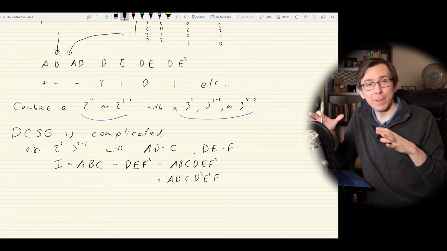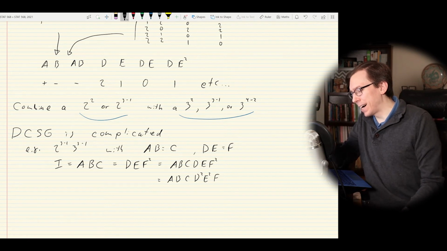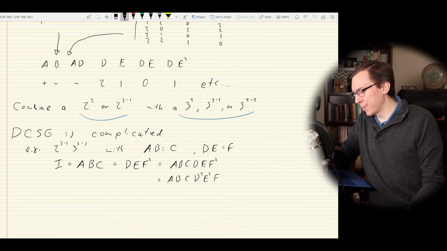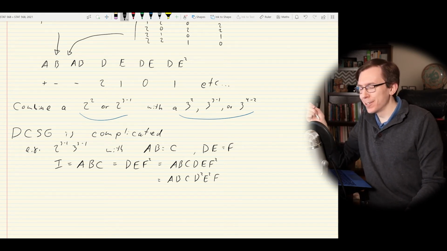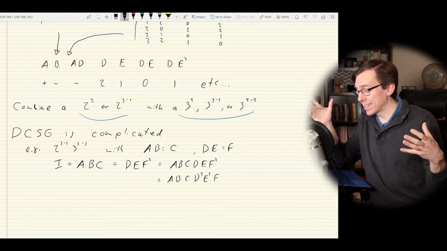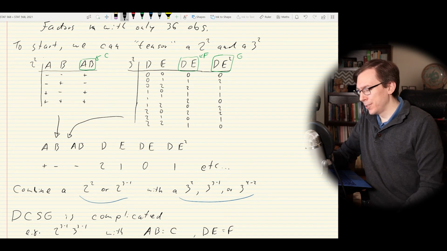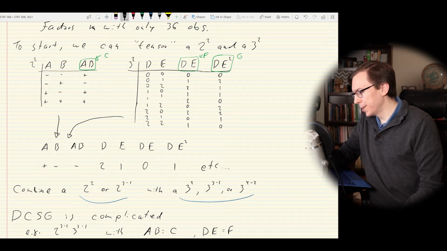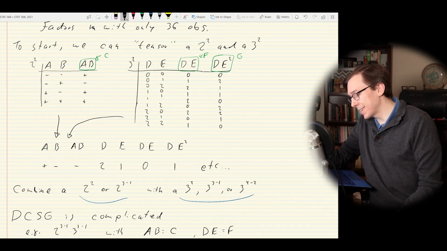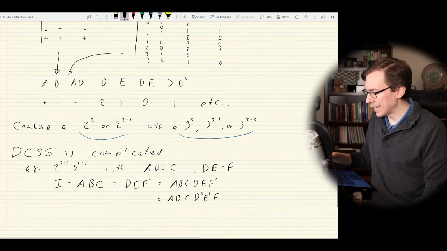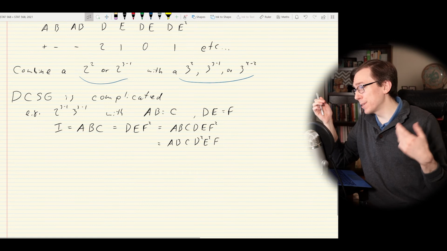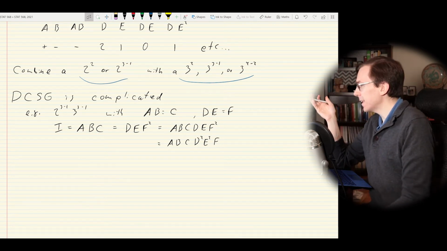But roughly you should be okay if you just combine one of these 2 to the whatever designs with a 3 to the whatever design, and then you can test some amount of factors from 2 or 3 2-level factors and 2 to 4 3-level factors on 36 observations. And again, it's nice to try to keep that sample size small.